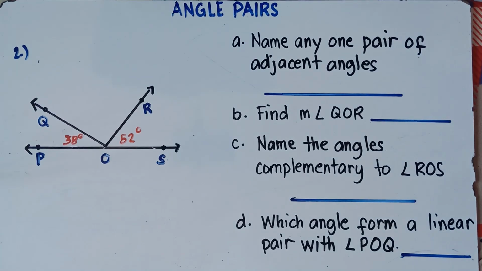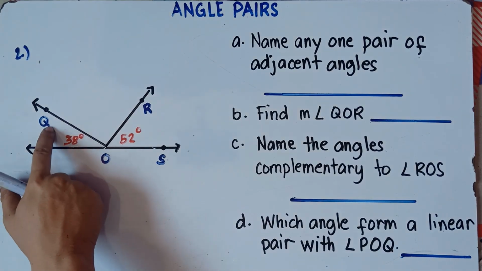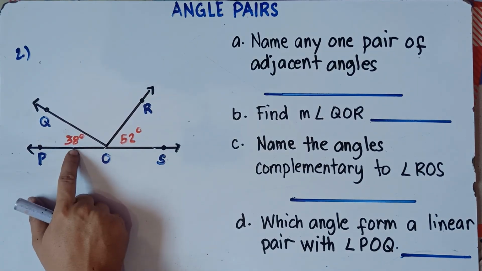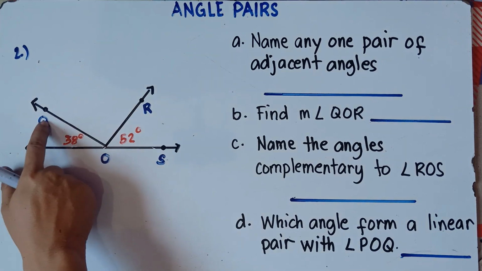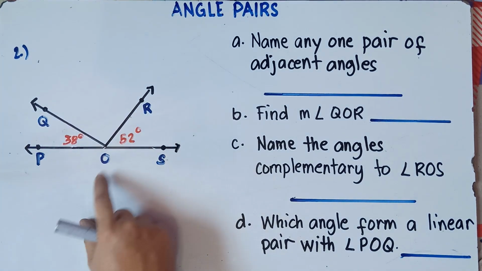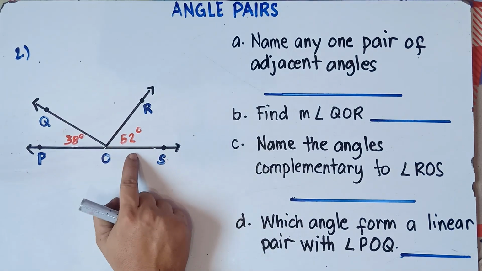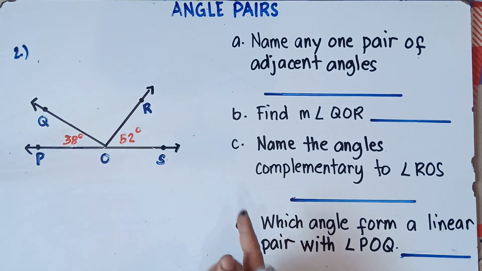Alright, so let's proceed now to number 2. We have given angle POQ, that's 38 degrees. And we don't have the measure of angle QOR, but we have angle ROS, that's 52 degrees. So question letter A: name any one pair of adjacent angles.